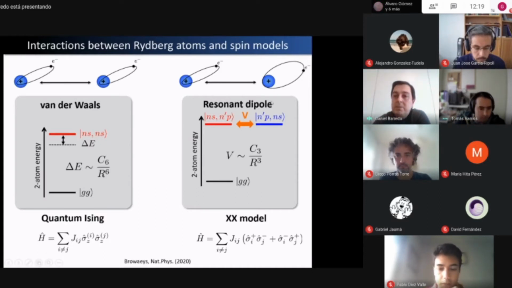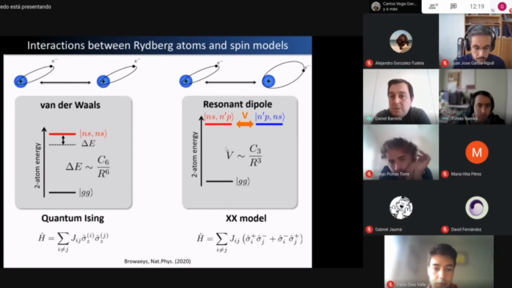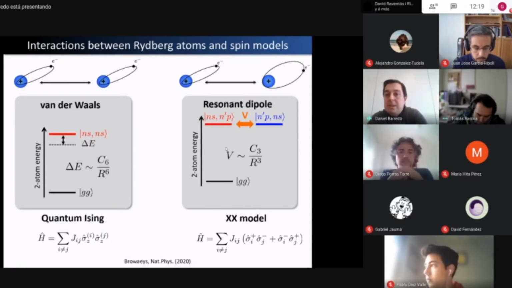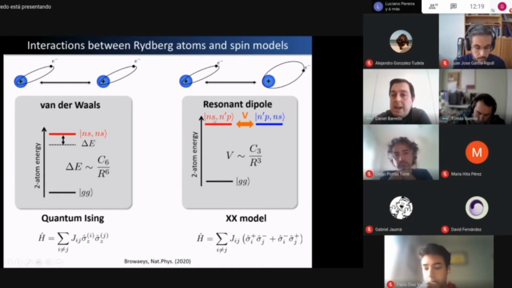But there is also perhaps a less well-known type of interaction, the resonant dipole-dipole interaction, which happens when instead of having two states with the same parity, you have two states with different parity. In this case, I call them NS and N'P. The effect of the interaction is basically to exchange the excitation between S and P.